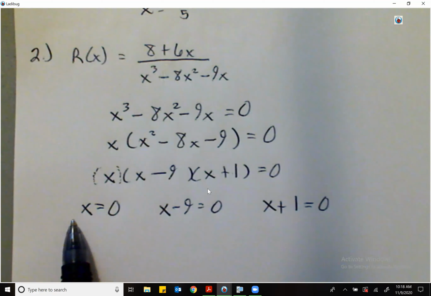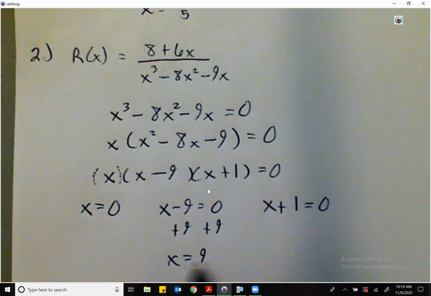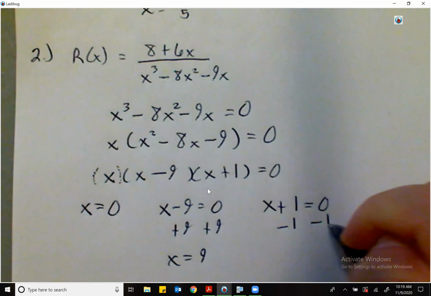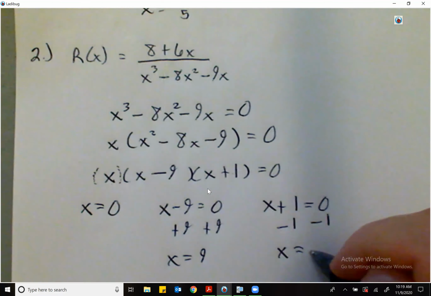What are we going to do to solve x minus 9 equal to 0? Add 9 on both sides. So x is equal to positive 9. That's another one of our answers. And how do I solve x plus 1 equal to 0? Minus 1 on both sides. So x is equal to negative 1.